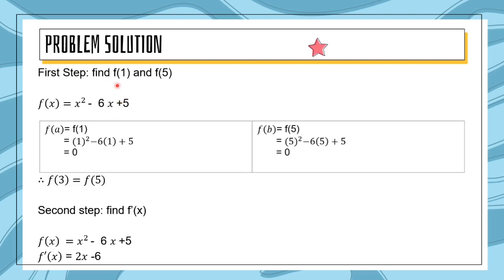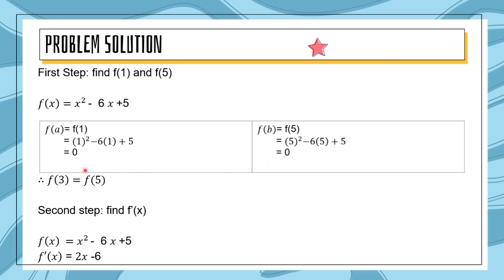Problem solution. For the first step, we have to find f(1) and f(5). As we know, the interval is 1 and 5, so the first interval, which is 1, is a and 5 is b. We just have to substitute the interval into the function. The function is x squared minus 6x plus 5. For the first interval, which is 1, we substitute: 1 squared minus 6 multiplied by 1 plus 5 is equal to 0. And for the second interval: 5 squared minus 6 multiplied by 5 plus 5 is equal to 0.